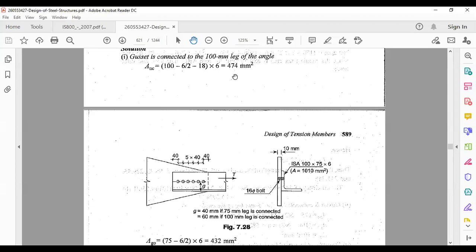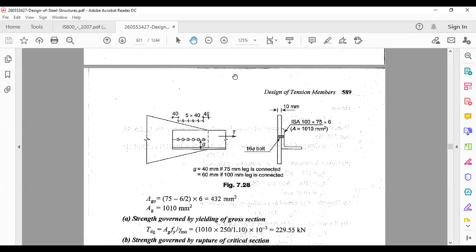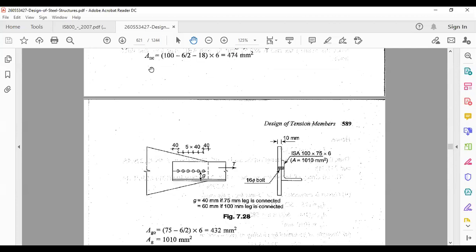That is one area we require. And for the gross area, you can see here the 75 mm leg is the unconnected leg, as mentioned in the problem. So the width now becomes 75 minus half the thickness, 75 minus 6 by 2. This width multiplied by the thickness of the angle section will give you the gross area of the unconnected leg. So we have the net area A and C, and A G naught.